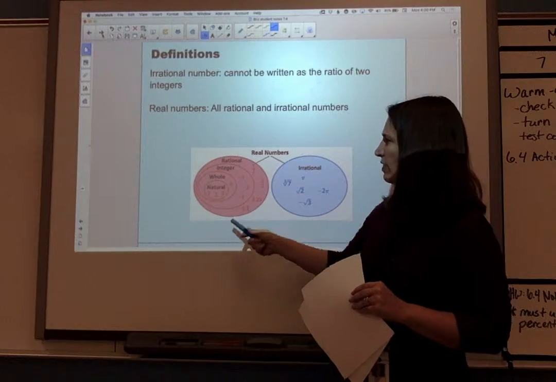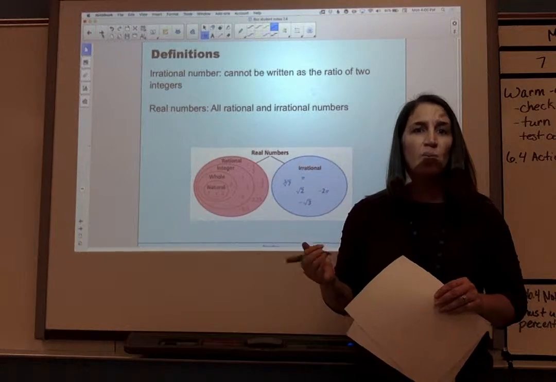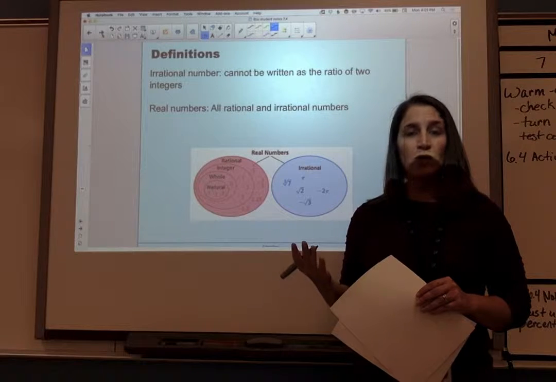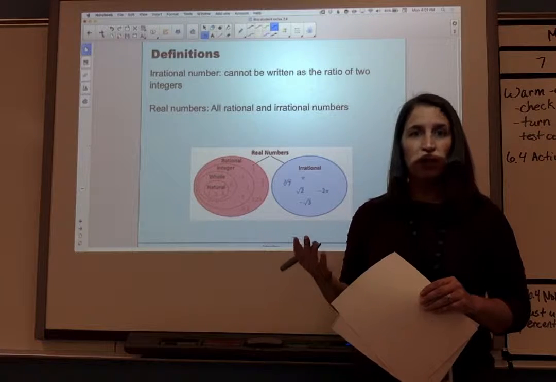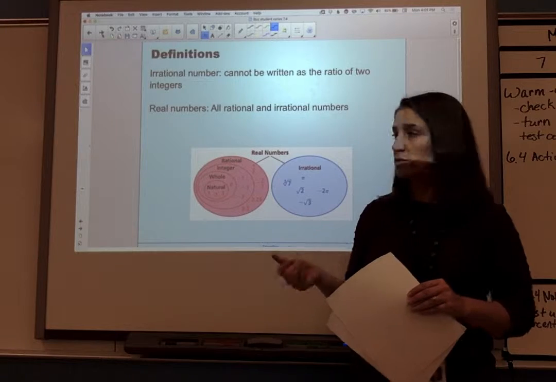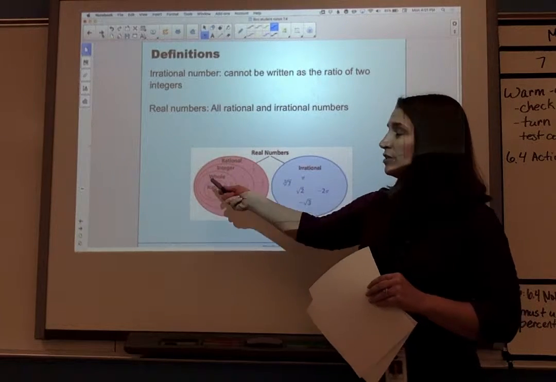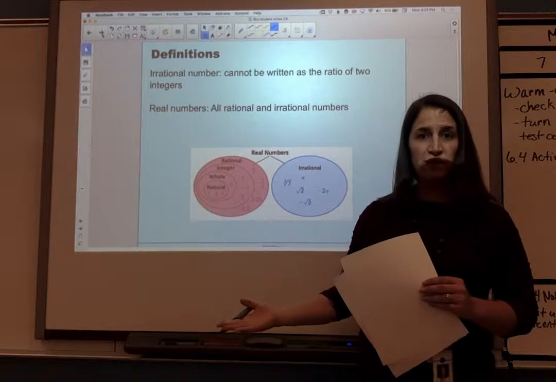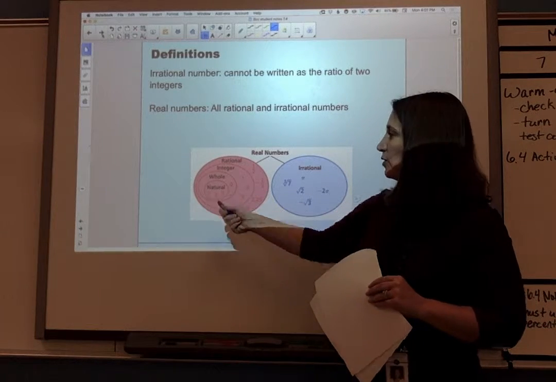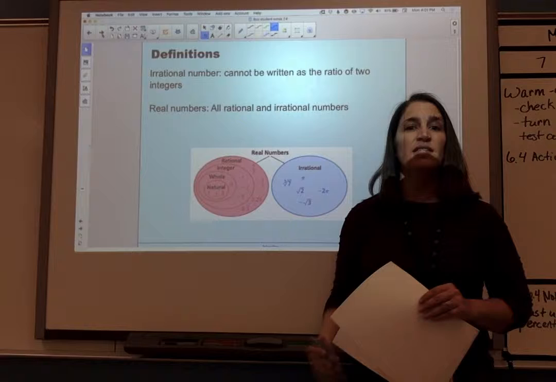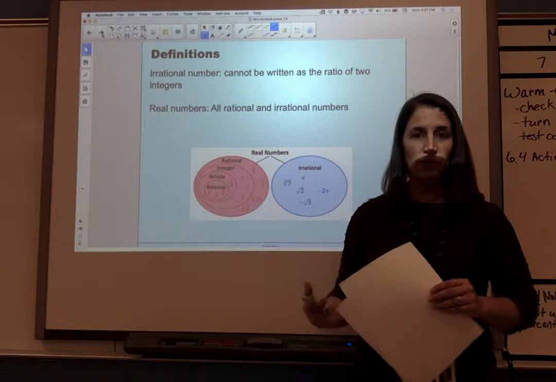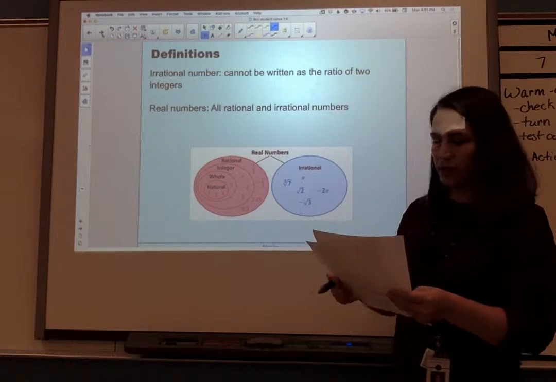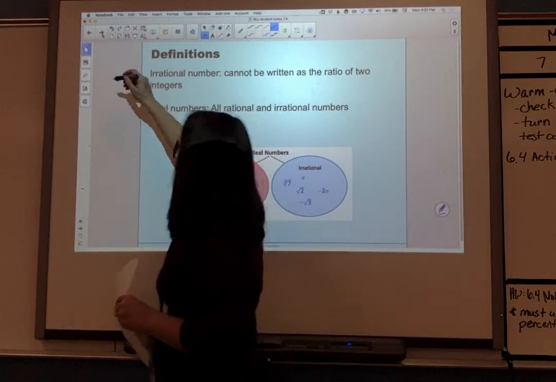Now notice that within rational numbers, we have a lot of other categories. Some rational numbers are also integers, positive or negative whole numbers. Some integers could also be whole numbers, so that includes 0 and all positive integers. And then we have natural numbers, which is only positive integers, so not including 0 or any negative integers. So let's classify some numbers that we see.